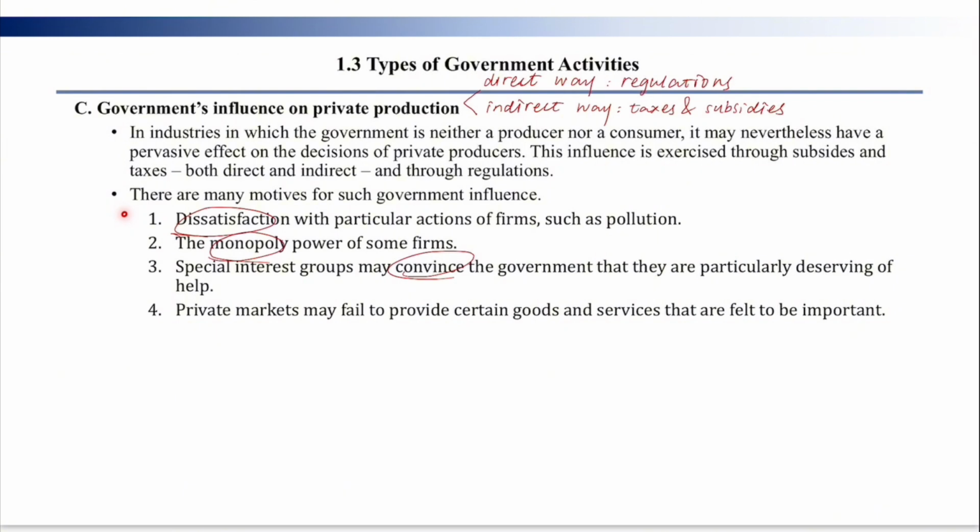And there are some motives for such government influence. The first one is dissatisfaction with some actions, like pollution. The second one is the monopoly power of the firms. The third one is that special interest groups may convince the government that they are particularly deserving of help. The last one is that private markets may fail to provide certain goods and services, but our society needs that production. Then the government gives some influence on it to help.